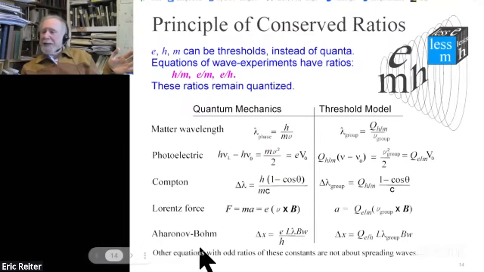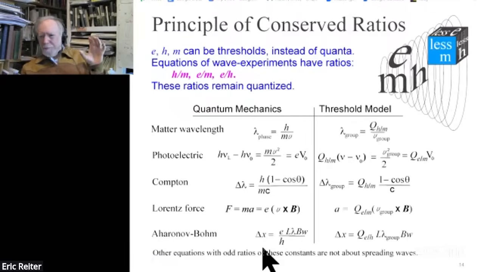Now, there are going to be many experiments or equations that have more elaborate terms, and those equations are about how matter will hold itself together as a particle.